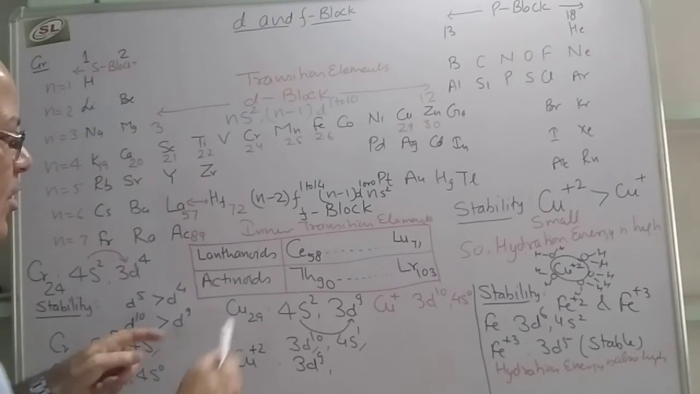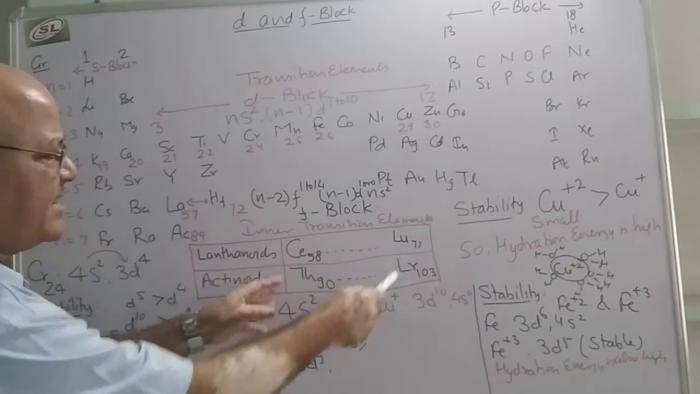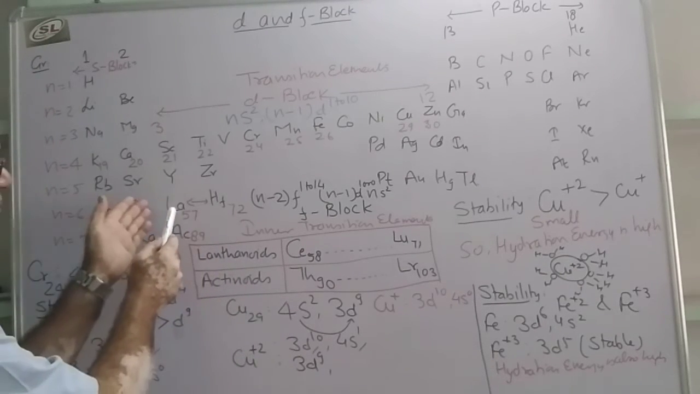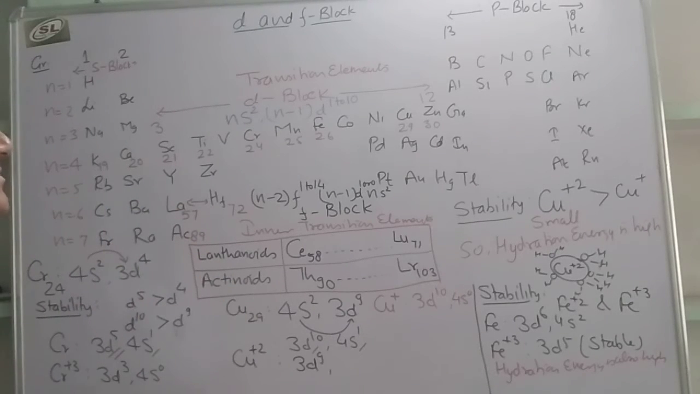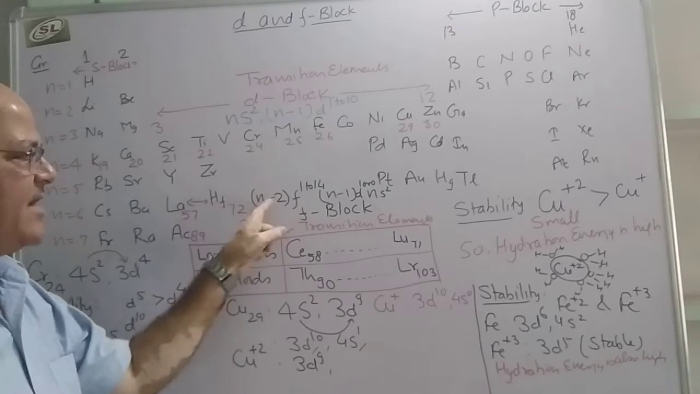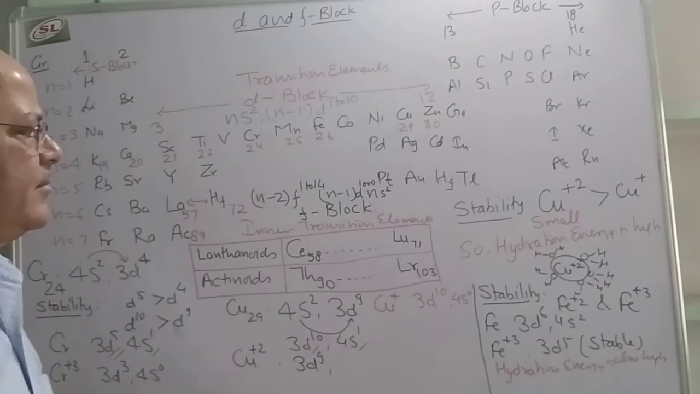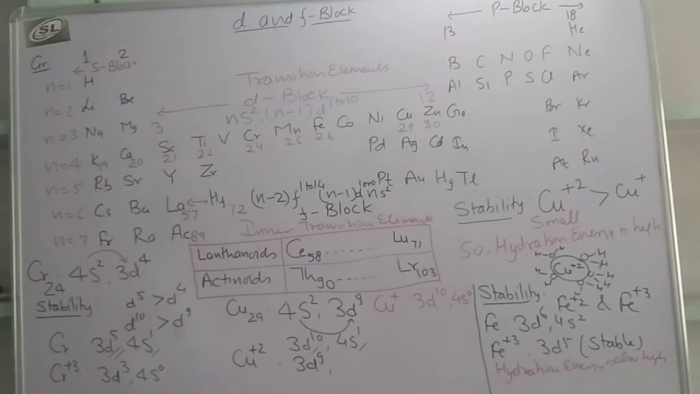F block elements are called inner transition elements because these elements come in between the transition elements. You can see it in between lanthanum and hafnium and after actinium. F block has the configuration (n-2)f1 to 14, (n-1)d1 or 0, ns2. n is once again the number of the period, or the number of the shell.